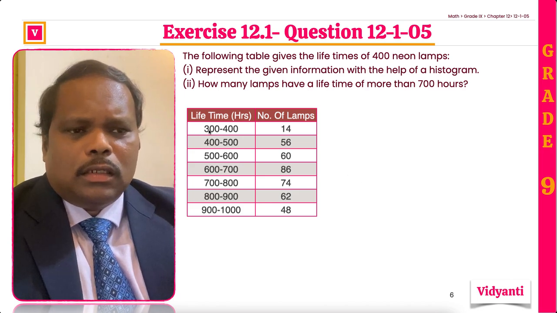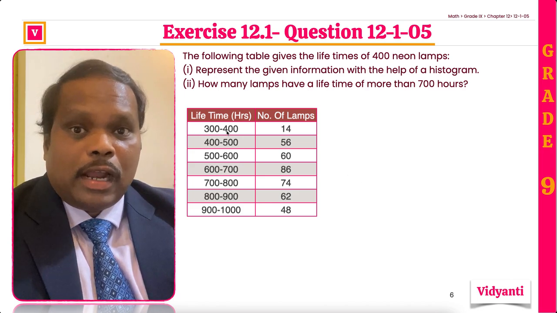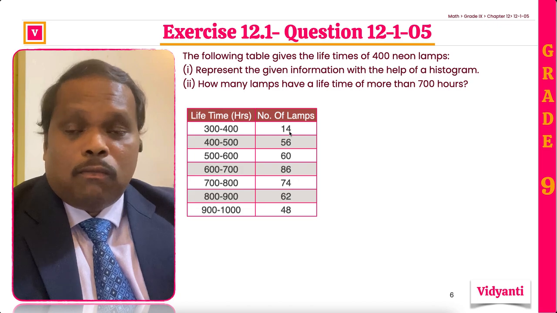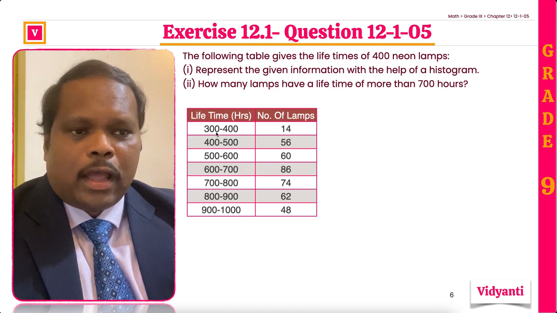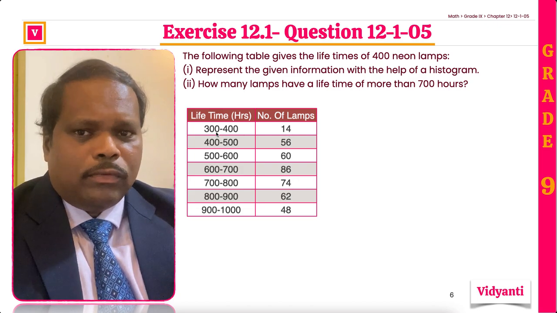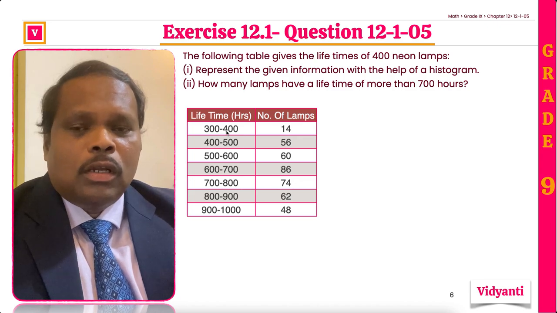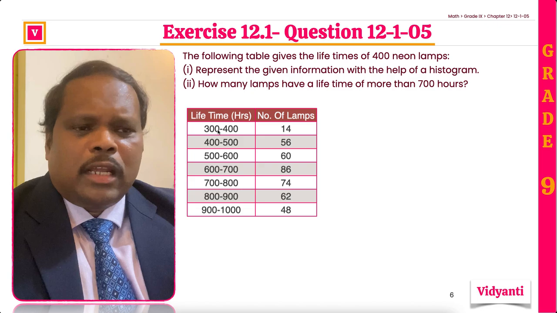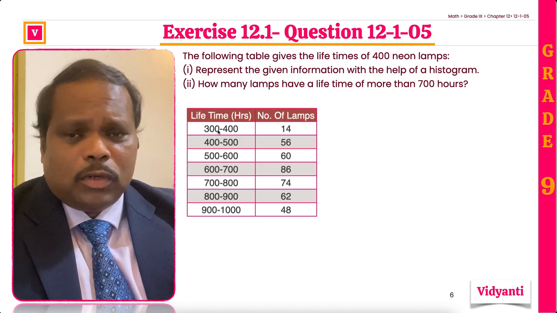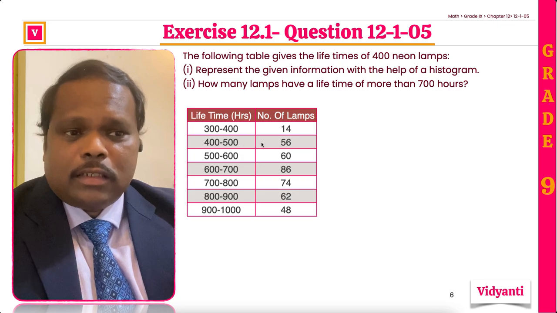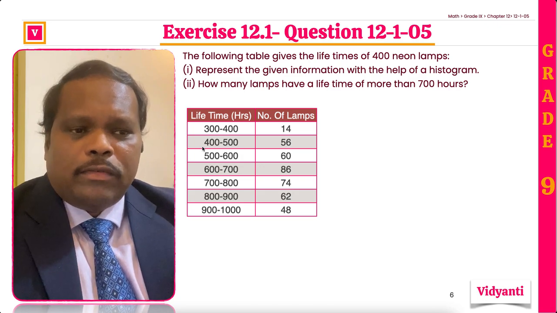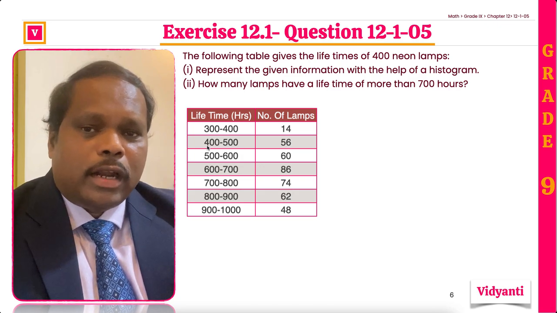Now, this 300 to 400 is the class interval. That means these 14 lamps will have a life anywhere between 300 to 400. Is it exactly 300? Is it exactly 400? We don't know. Somewhere between 300 to 400, and it can be in the middle, it can be towards the end of the spectrum on either side. 56 such lamps will have a lifetime of 400 to 500 hours.